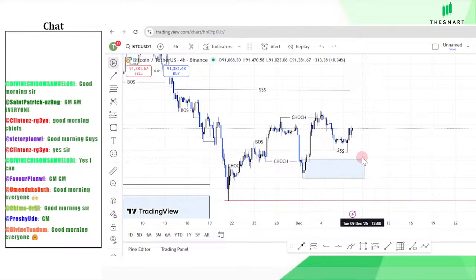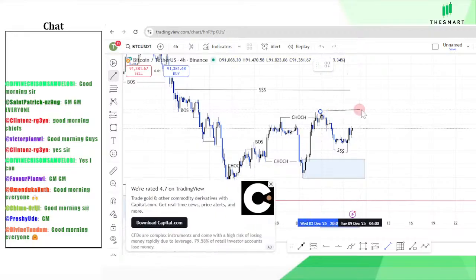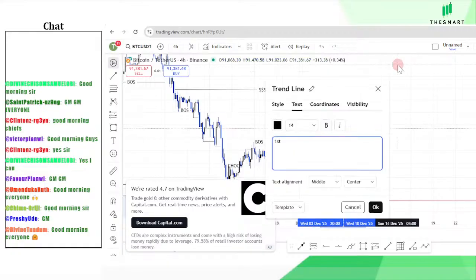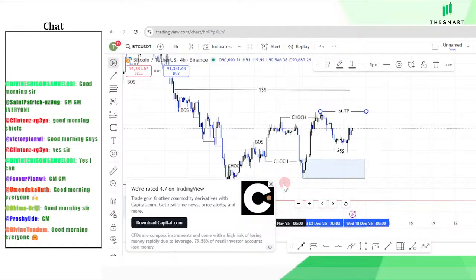So whatever we are doing in the 4 hours, we have to take a trade at this level, and possible target first should be at this high. This is our first target. So here is our first TP.